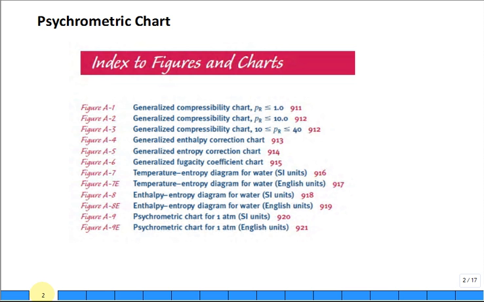We're introduced to the psychrometric chart figure in the back of the textbook for SI as well as English units. Notice only the psychrometric chart for 1 atmosphere pressure. They do have psychrometric charts for elevation of 5280, a mile high. Some cities in the United States are a mile high.